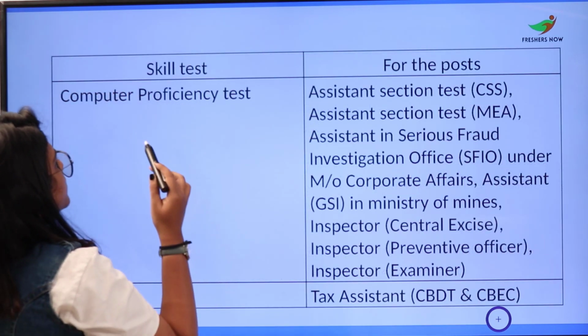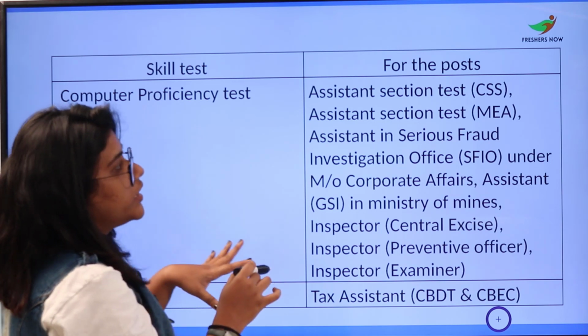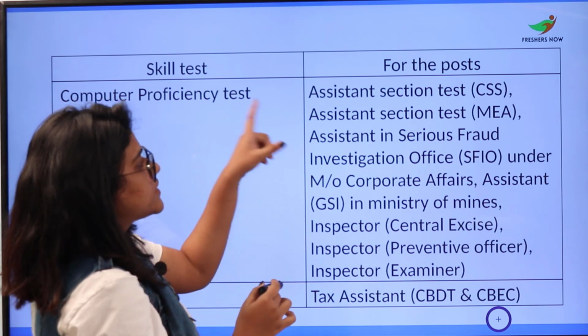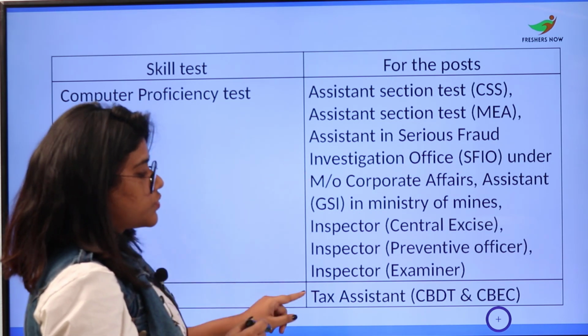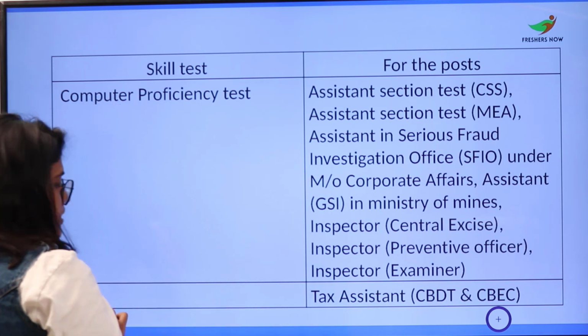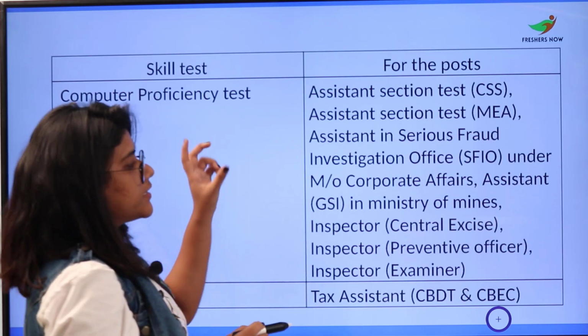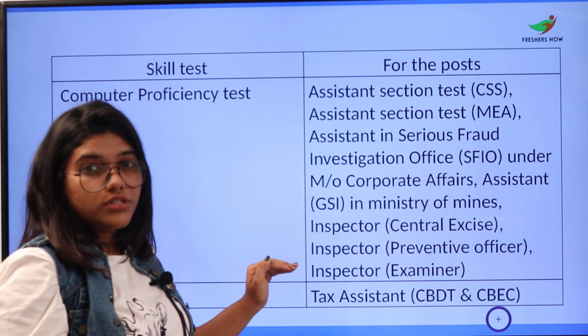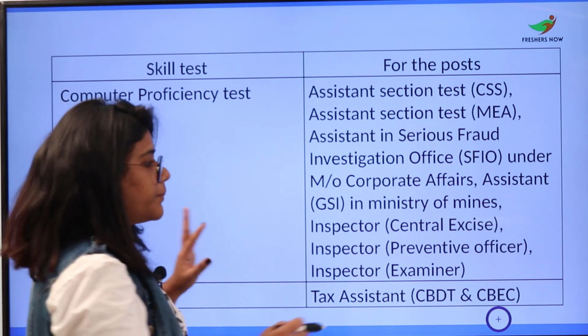Now we will see the skill test. For computer proficiency test, what are the posts that you need to look into? The assistant CSS, the assistant test MEA, and the rest of the posts which are mentioned here. And for the desk post, you will be getting tax assistant. Please make note of all the posts which are mentioned here, so that you will have clarity when you are further preparing.